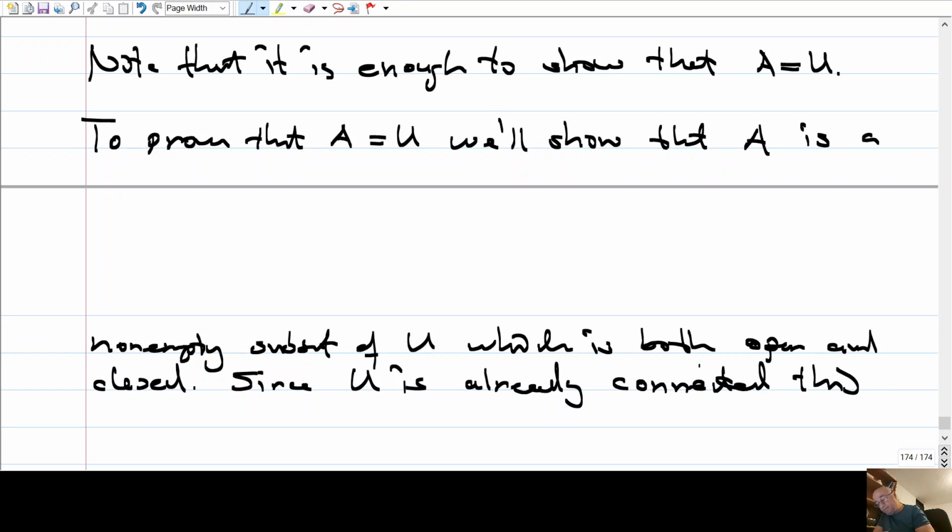This would imply A equals U, because if you have a connected subset, or you may regard U as a connected metric space, then the only subsets which are both open and closed are the empty set and U itself. So if I show that A is also non-empty, then A has to be equal to U.